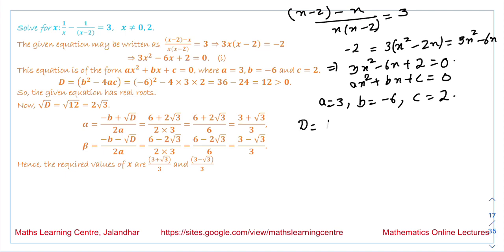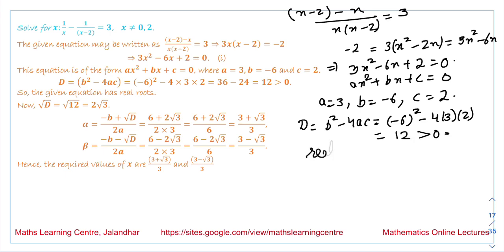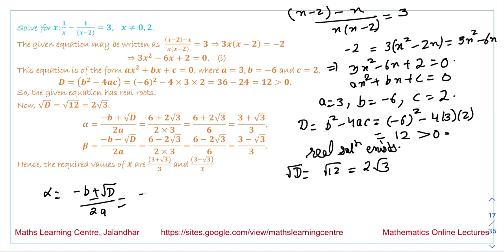So the value of d we have is b square minus 4ac, that is equal to minus 6 square minus 4 into 3 into 2, that is equal to 12, and it is greater than 0. It means the real solution exists. Now the value of square root of d we have is square root of 12, that is equal to 2 root 3. So substituting this value in the formula, we get the value of alpha is minus b plus minus under root d by 2a. So minus of minus 6 plus minus 2 root 3 by 2 times a.